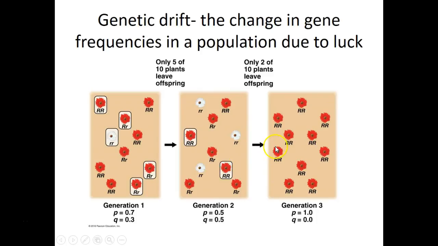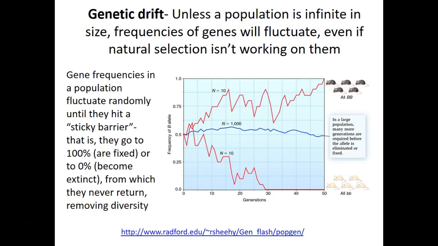And if we look at another generation, we can see here that the gene frequency has gone to 100% big R's. Why? Because big R is better? No, big R is not better. Big R got lucky. So this is completely calculable by mathematical probabilities. Unless a population is infinite in size, frequencies of genes will fluctuate even if natural selection isn't working on them.